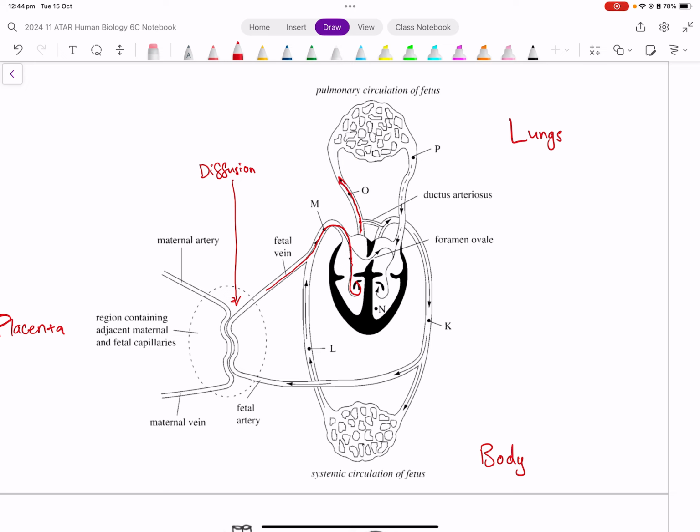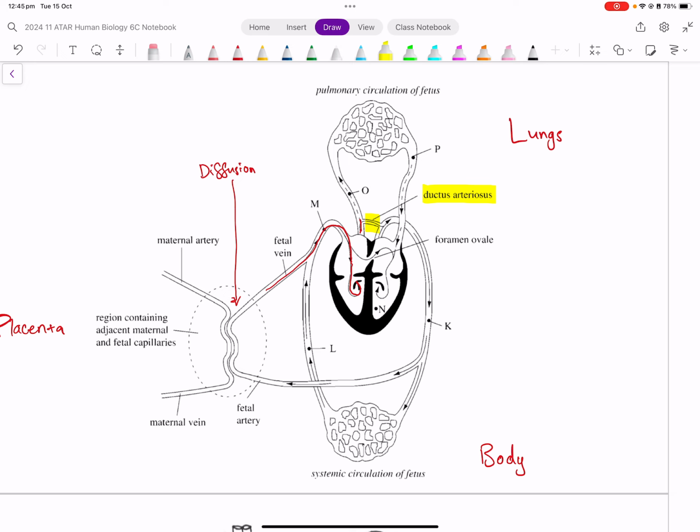What happens to the majority of blood instead is there is an additional pathway of blood known as the ductus arteriosus. And this ductus arteriosus is this small pathway which I've highlighted here. It allows blood directly to pass from the pulmonary artery directly into the aorta, so the oxygenated blood can be distributed to the rest of the fetal body.